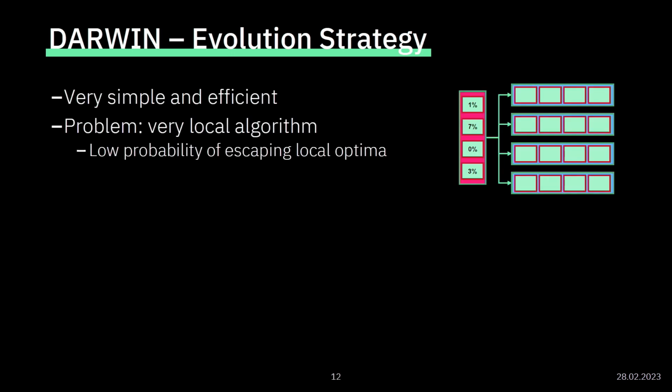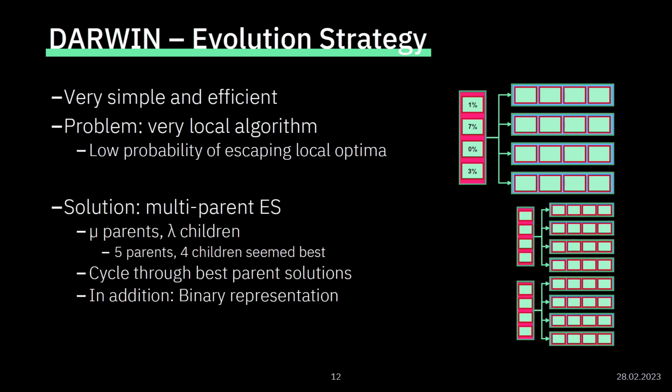As I said, this is a very simple and efficient algorithm, but it's also a very local algorithm, which means if it found some kind of local optimum, it will likely be stuck in that optimum. The perturbation is not enough to get out of it again. So our solution for this was introducing more parents, and more children as a consequence. This is what we call the multi-parent evolution strategy.